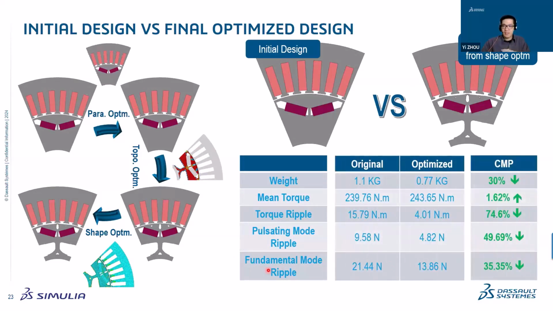What we can see is that compared with the initial design, we have a 30% reduction in weight. We also have, not that large, but still an increase in the mean torque. But in the meantime, we reduce the torque ripple by around 70%, the positive mode by 50%, and the fundamental mode by 35%. So this will strongly improve the drive comfort. So this can be expected.